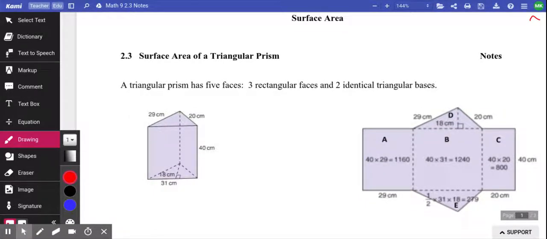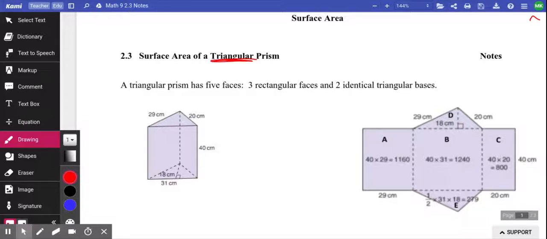So this is actually going to be very similar to what we did last week on Thursday. The only difference is the shape. On Thursday, on 2.2, it was a rectangular prism, meaning that the sides of the prism were always going to form a rectangle. This time, the sides of your prism are going to be triangles.